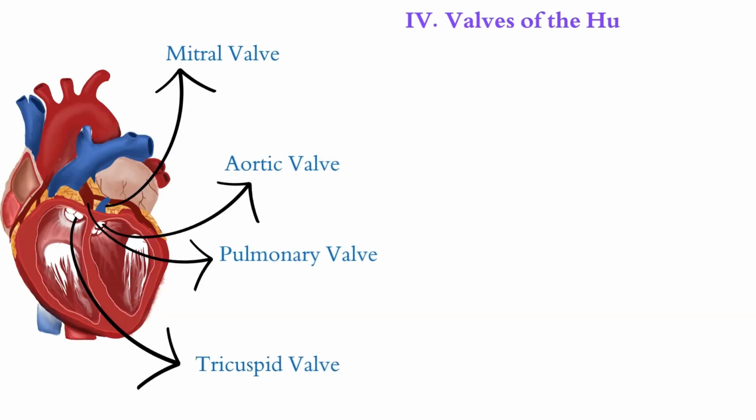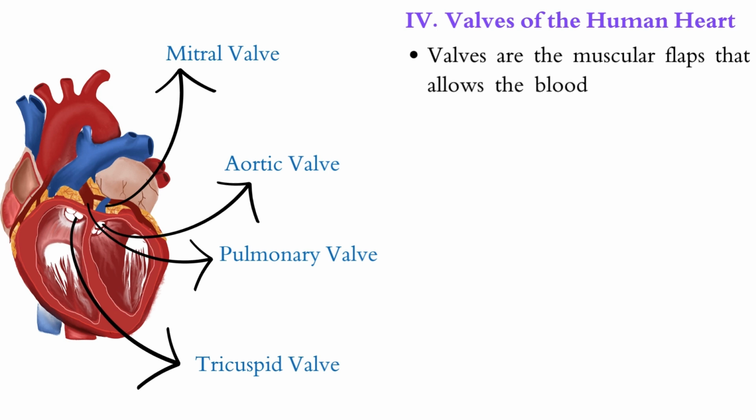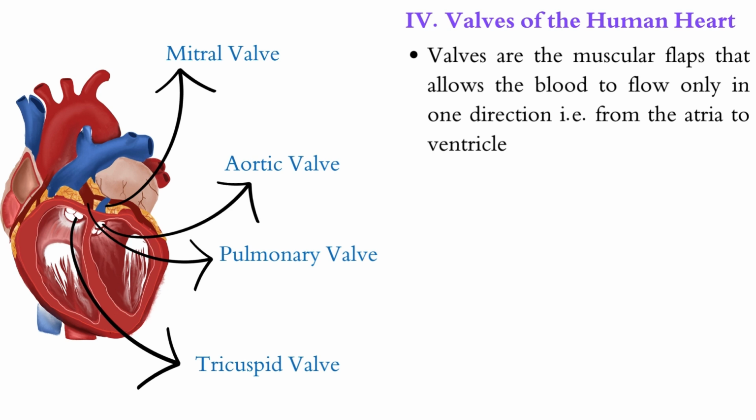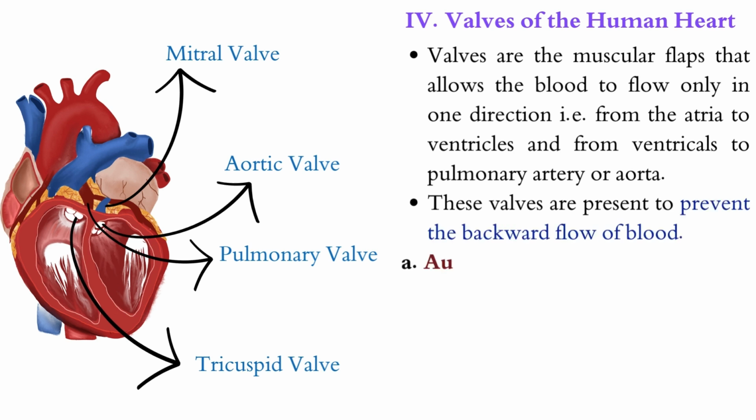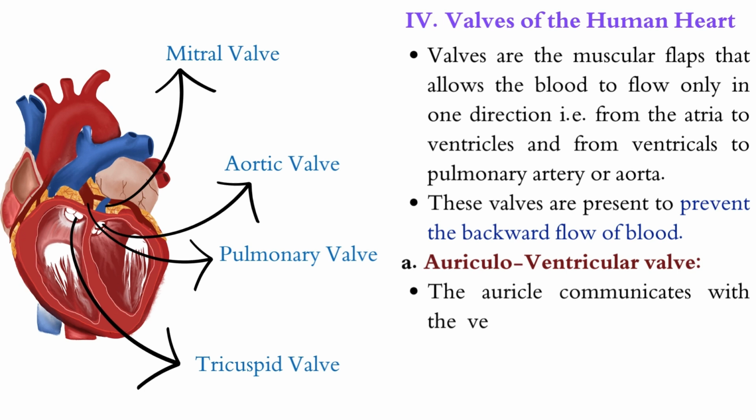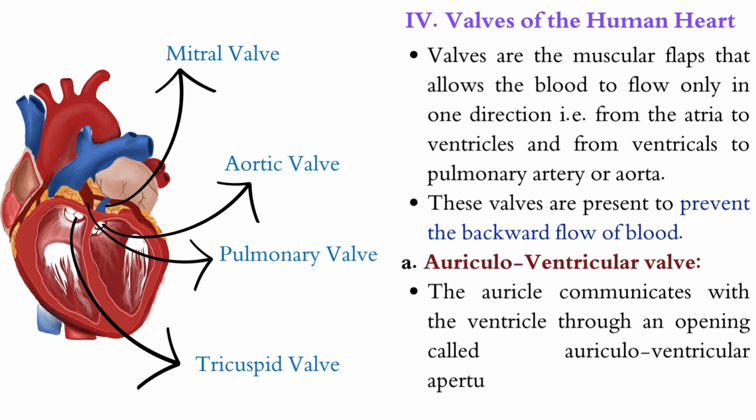Valves of the human heart. Valves are muscular flaps that allow the blood to flow only in one direction, that is, from the atria to ventricles and from ventricles to the pulmonary artery or aorta. These valves are present to prevent the backward flow of blood. A. Auriculoventricular valve. The auricle communicates with the ventricle through an opening called the auriculoventricular aperture, which is guarded by the auriculoventricular valve.